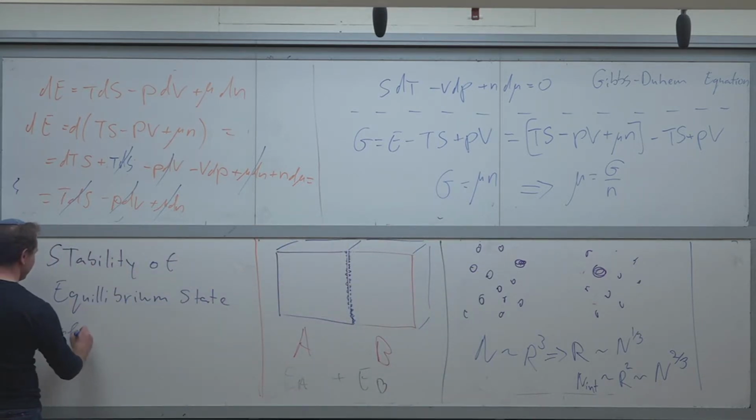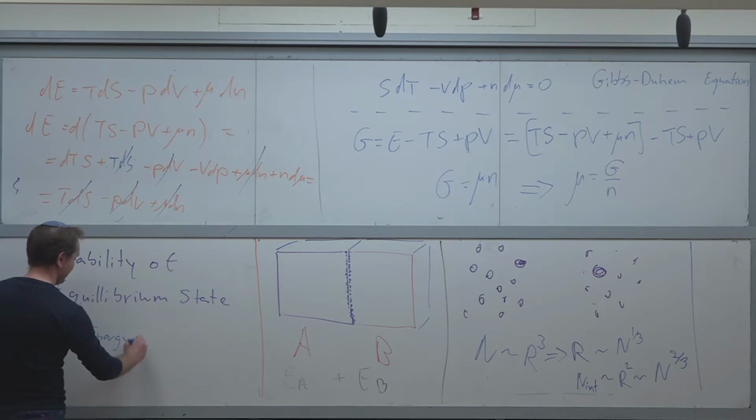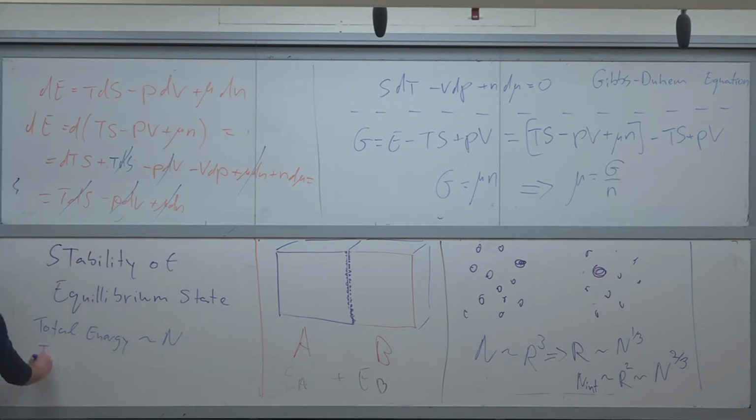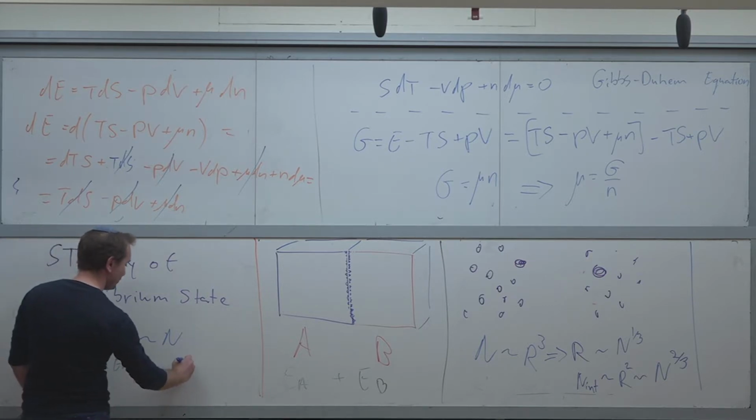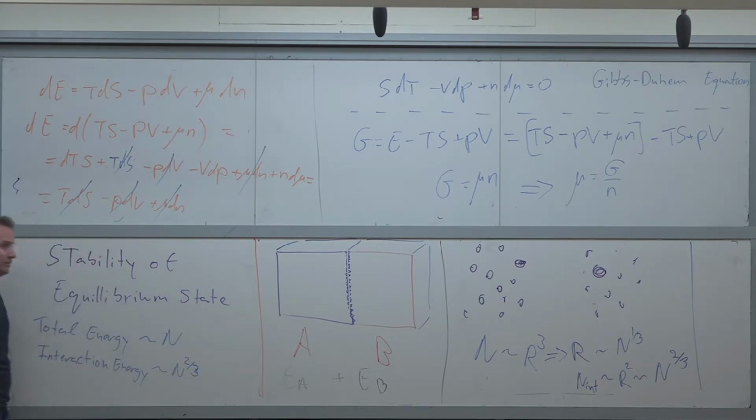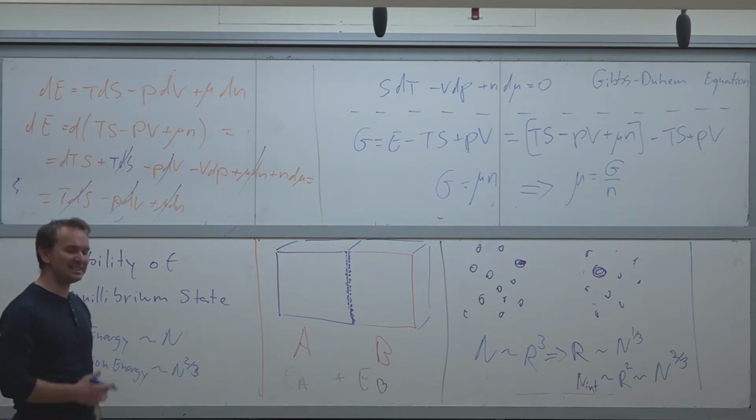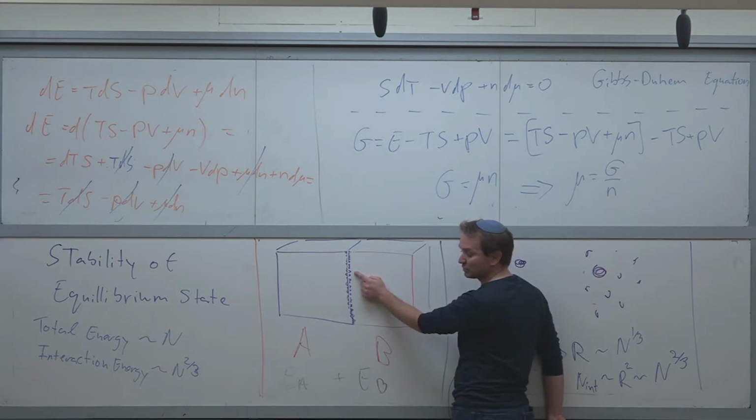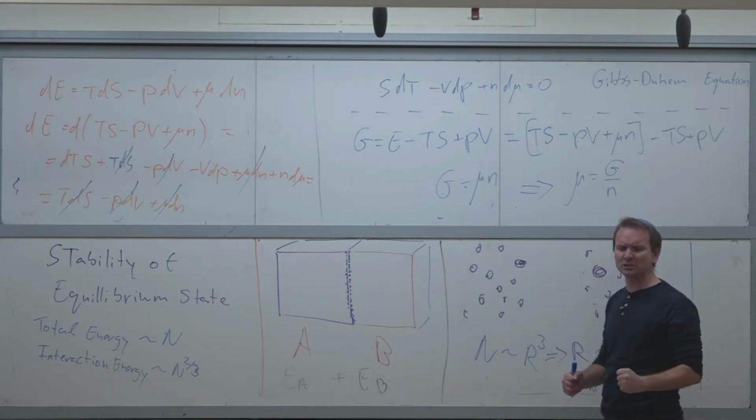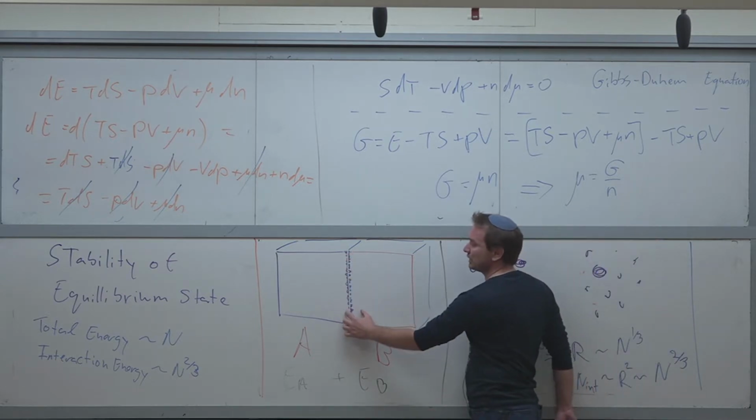So total energy is proportional to n. Interaction energy is proportional to n to 2/3. Why? Simply because I have small numbers of particles on the border. The dimensionality of the border is r to the second power. That's it. So I have much fewer particles on the border that are interacting with each other. This interaction might be extremely strong, but they are limited to this borderline.